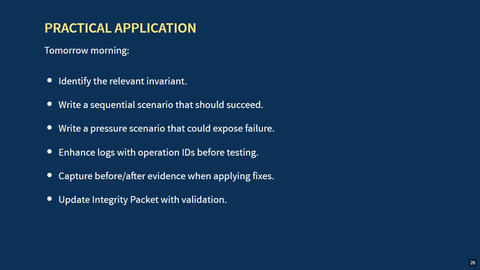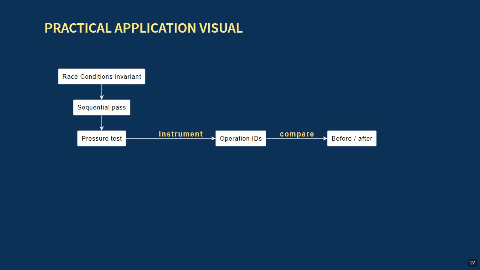As an exercise for tomorrow, identify the invariant relevant to race conditions, write sequential and pressure scenarios, enhance your logging with IDs, and prepare to capture evidence before and after you apply any fixes. This practical application diagram shows the workflow students should follow. Name the invariant, run a sequential case, add pressure, instrument the behavior, and compare the before and after evidence.